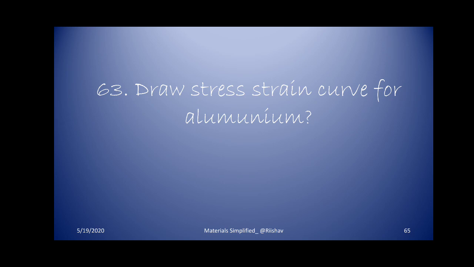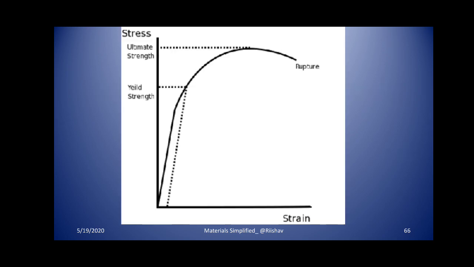Draw stress strain curve for aluminium. This is the stress strain curve. I guess I've shown this before also. Here this is 0.2% strain, that is 0.002. Here the upper yield point and lower yield point are not visible, so we go for this 0.2% offset strain to find the yield point.